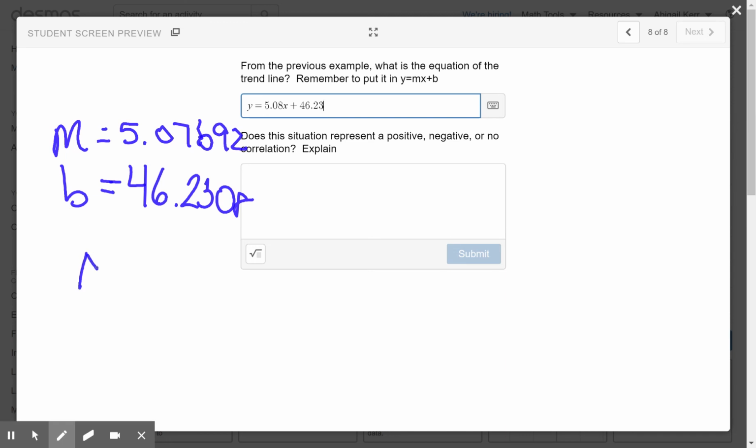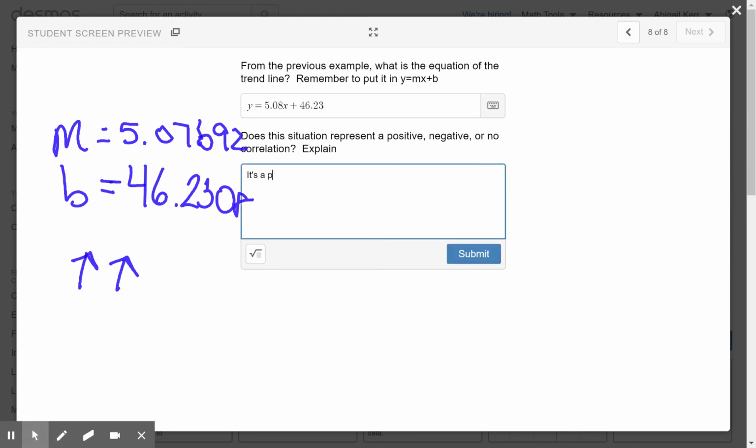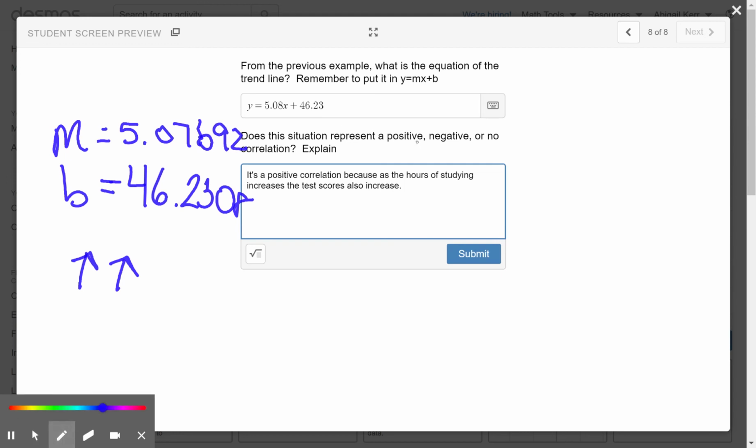The hours of studying increases, and so do the test scores. So two up arrows is a positive correlation. Okay. So if you notice, I use the word positive, so I answered the question. And then I use the word increase and increase, because two increases is a positive correlation.